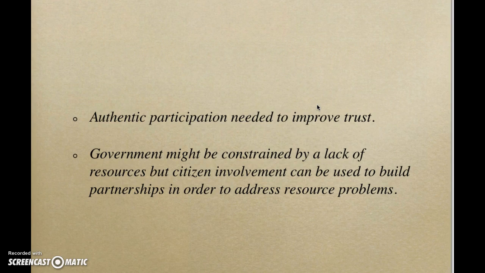Government might be constrained by lack of resources, but citizen involvement can be used to build partnerships in order to address resource problems. So use of citizen groups to purchase specific equipment, for example. A lot of law enforcement agencies, if they have a canine program, oftentimes the canines are donated by a citizen group, whether it be a local civic group such as Rotary or Kiwanis or whatever. Local government at times is going to be constrained, and so it's going to be important for citizens' involvement as that partnership. They can offer some help in addressing the resource problems that may occur within local government.